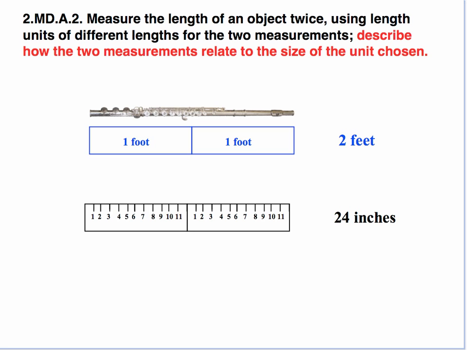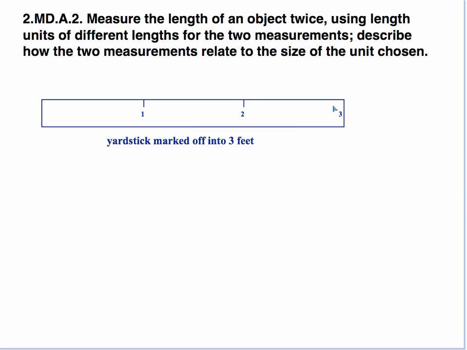We need to emphasize the second part of the standard, again this idea of relating the size of the unit chosen to how many of them we needed. And in this case, feet, we only needed 2 of them. We needed 24 inches. A foot is a much larger unit of measure than an inch, so it stands to reason that we needed fewer feet than we did inches to measure the same object, this flute.